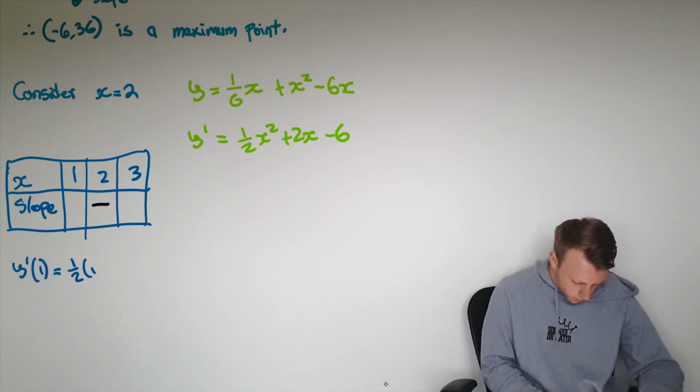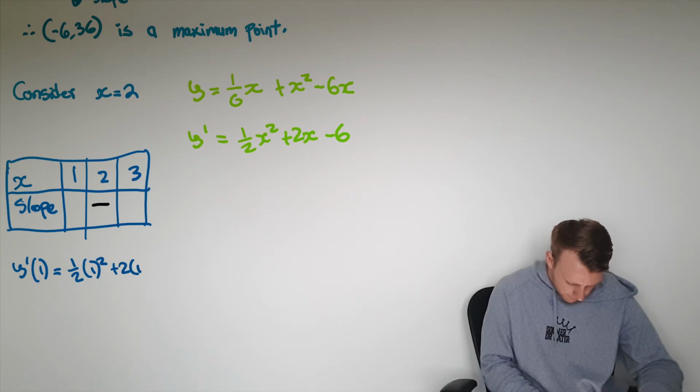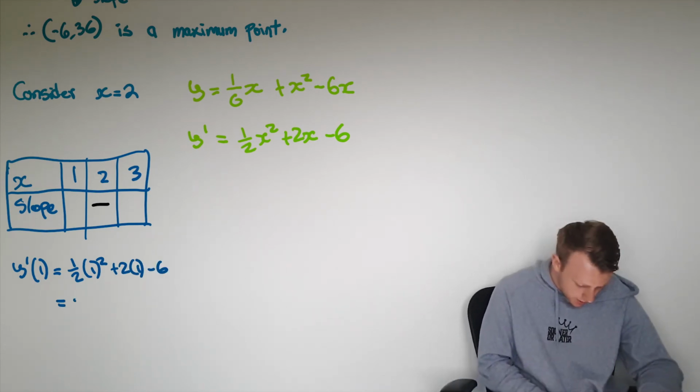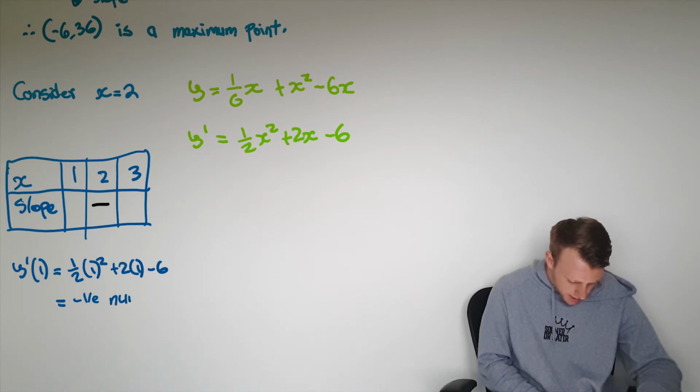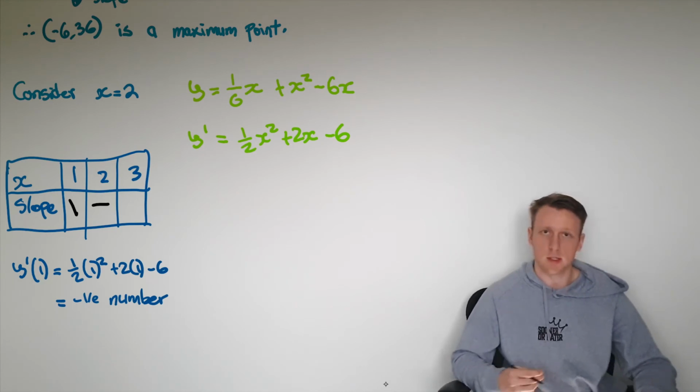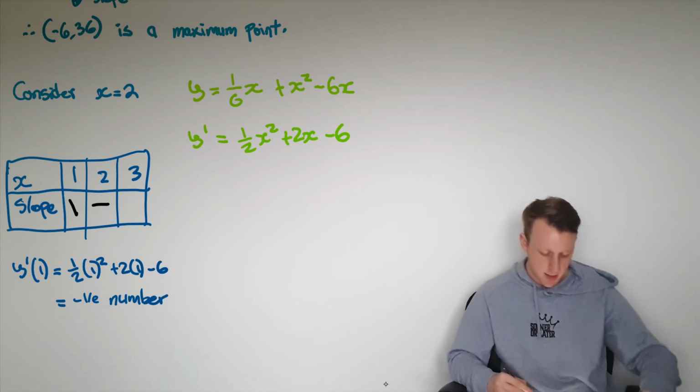So half times 1 squared. Okay, I'm going to have a half plus 2 minus 6. That's a negative number. It's a negative number there. And that implies I've got a downward slope. So I've gone down, then I'm flat.